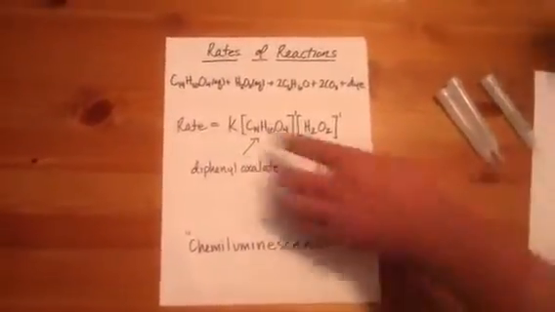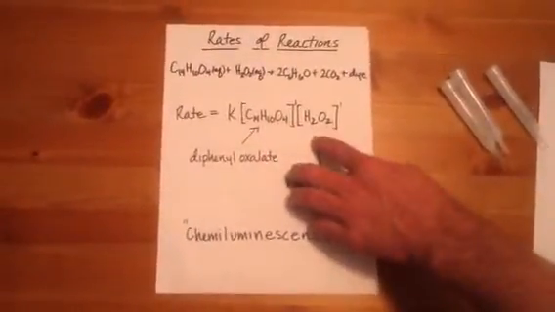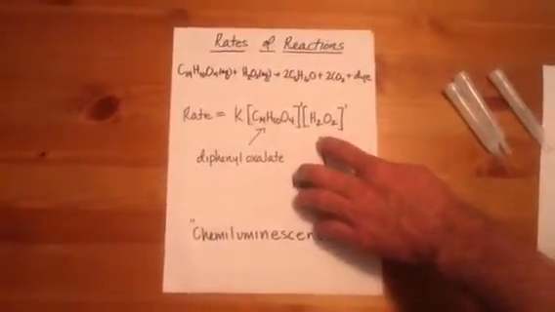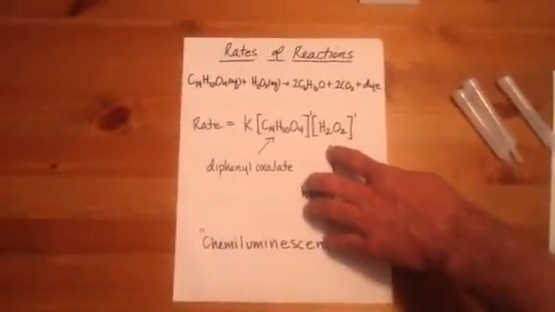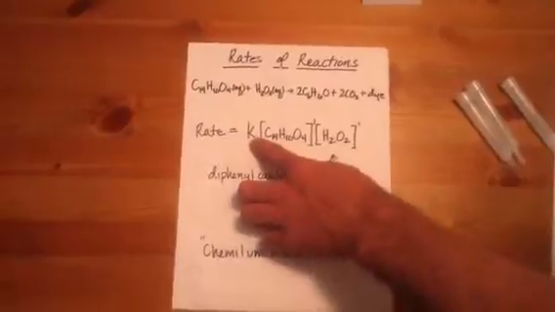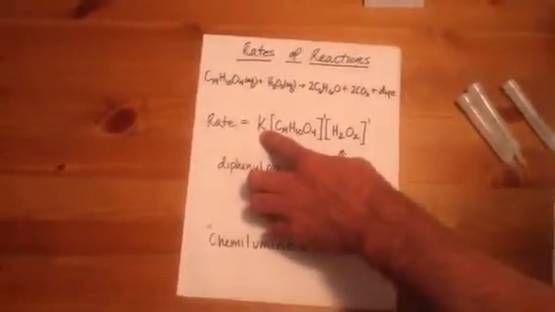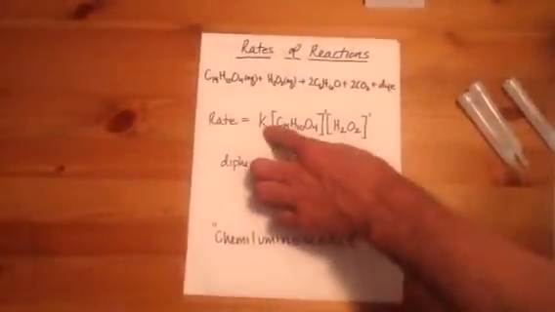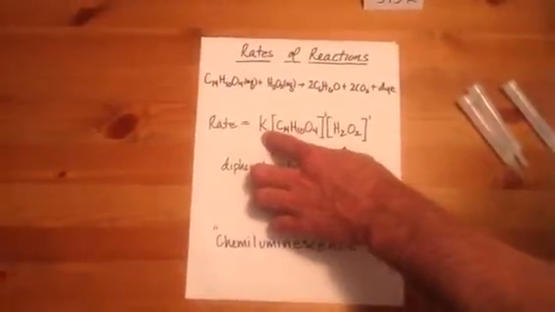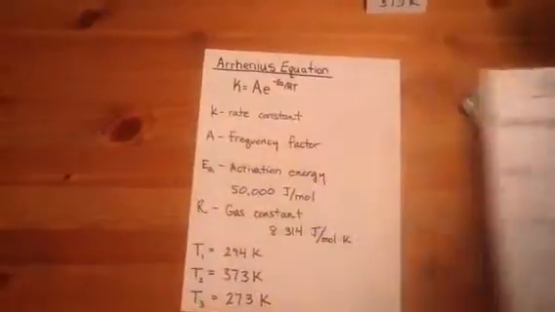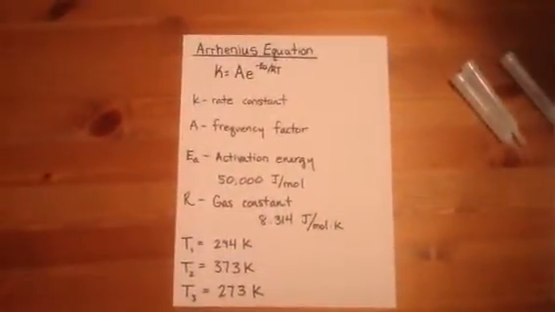Now, both of these have set concentrations that we have determined beforehand. So the only thing that can really affect the rate of reaction is this term K. Now we call this the rate constant. If we can somehow change K, we can change the rate of reaction. Well, how do we do that? By using the Arrhenius equation.